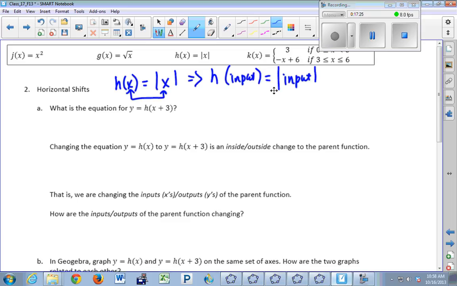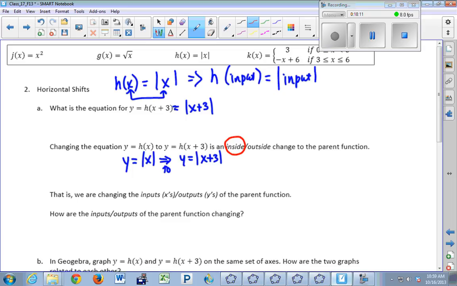What's my input? X plus 3. So this is going to look like the absolute value of x plus 3. So changing my function from h of x, which is the absolute value of x, to h of x plus 3, my function's changed to y equals the absolute value of x plus 3. Have I acted outside the function or inside the function? Inside. I've changed my input. Okay? So I've acted inside my function.